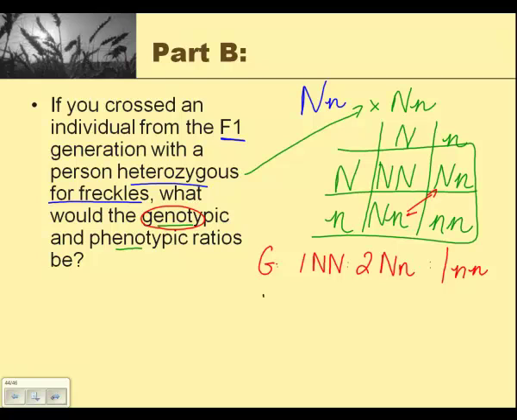Now the phenotypic ratio, I would take a look at this. Both of these are going to code for freckles. So we have 3 freckles to 1 with no freckles. So your answer is 3 out of the 4 offspring would have freckles, or a 3-to-1 ratio of freckles to no freckles.